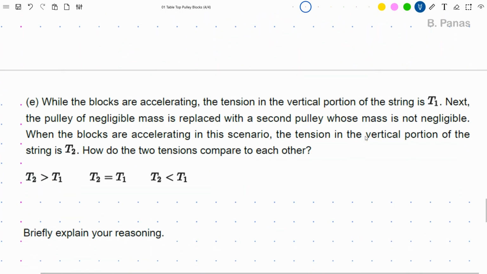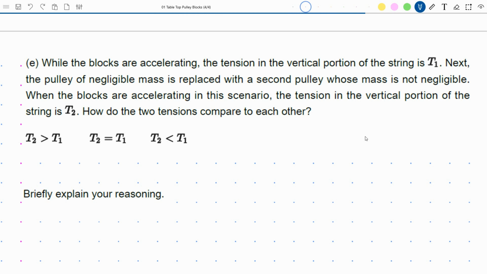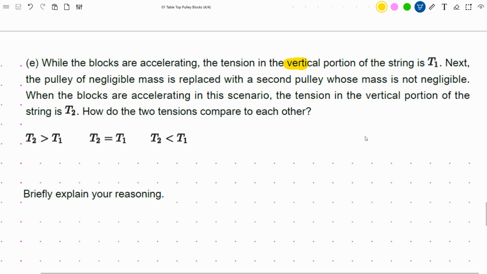Okay, so there we go. Moving on to part E of the question. The question is now, while the blocks are accelerating, the tension in the vertical portion of the string is T1. Okay, so T1 is that vertical, and let's make sure that we don't screw this up. The vertical portion of the string is what they're calling out.